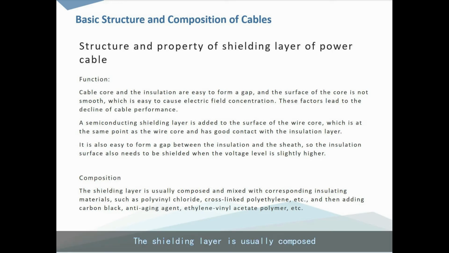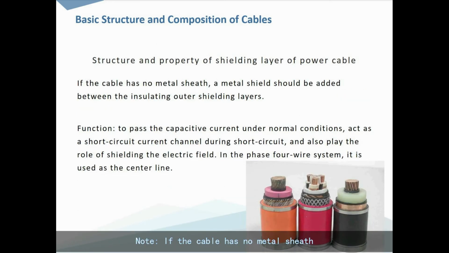The shielding layer is usually composed and mixed with corresponding insulating materials, such as polyvinyl chloride, cross-linked polyethylene, etc., and then adding carbon black, anti-aging agent, ethylene vinyl acetate polymer, etc. Note: if the cable has no metal sheath, a metal shield should be added between the insulating outer shielding layers. This is to pass the capacitive current under normal conditions, act as a short-circuit current channel during short circuit, and also play the role of shielding the electric field. In the 4-phase wire system, it is used as the centerline.